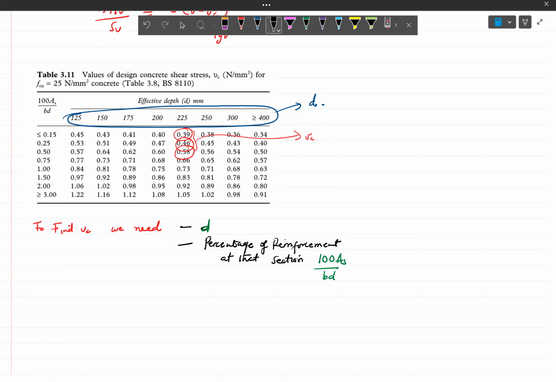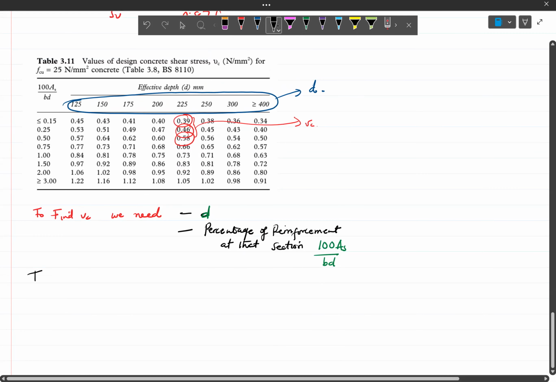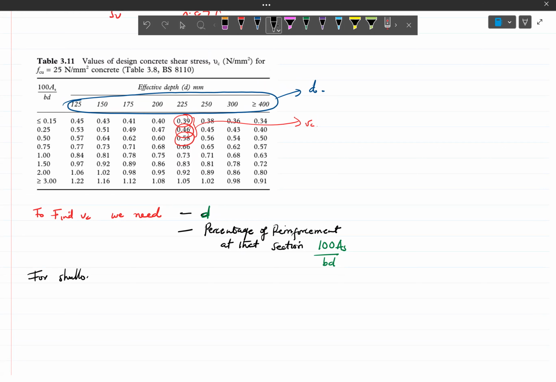So you would realize a theme that for shallow members, those that have smaller d values, and also for larger percentages, vc increases. So let's take note of that.